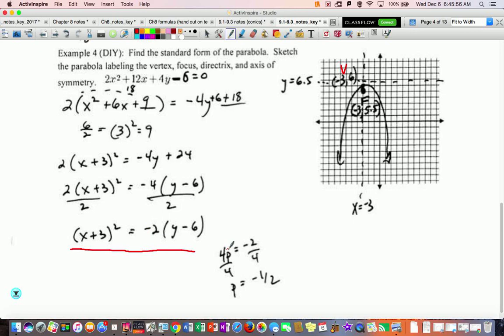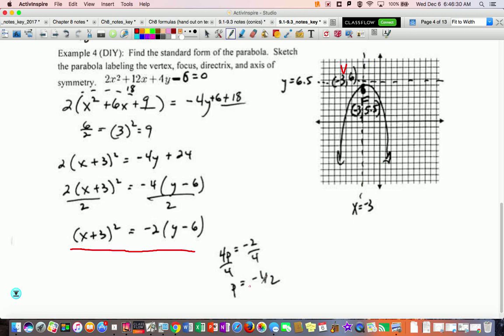Now, take the 4p and set it equal to negative 2. You get a p value equal to negative 1/2. The negative tells me that we're going in the downward direction. X is being squared, or y to the first power, tells you that it's vertical. So you have a vertical axis of symmetry at x equals negative 3, a vertex at negative 3, 6, and then draw your parabola going down.